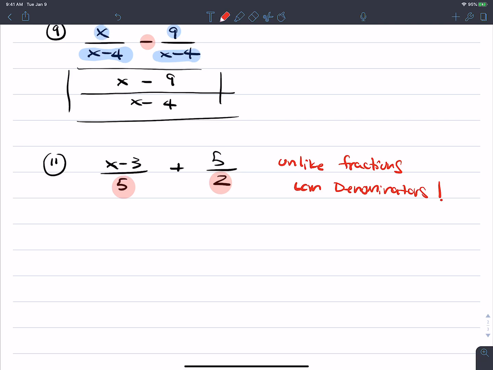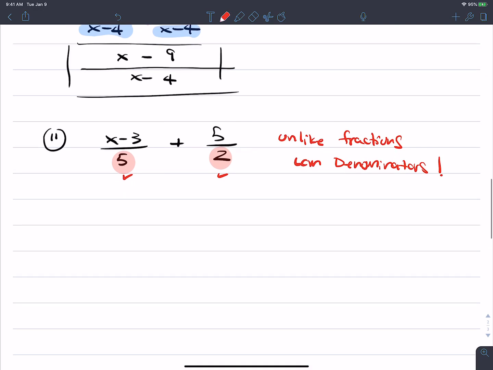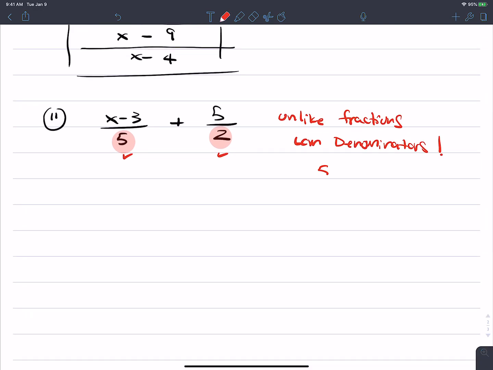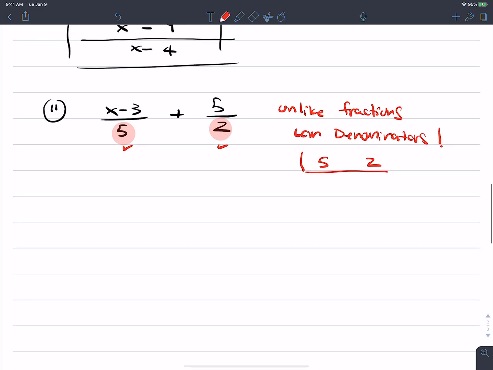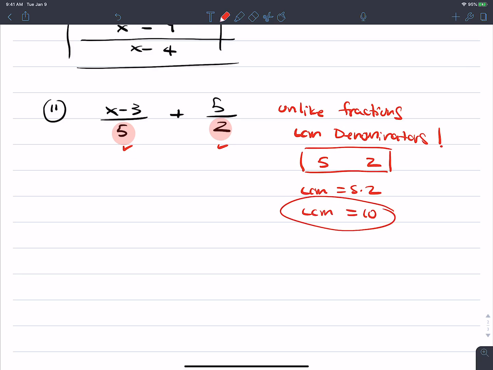And so the denominators here are 5 and 2. We need that LCM. And so we go with our procedure again, and we try to find a prime that goes into both of these numbers. We notice there is none. And so the LCM will be the product here of 5 and 2. So 5 times 2 is 10. This is our LCM. So we're finding the LCM of the denominators, and we're going to use this.